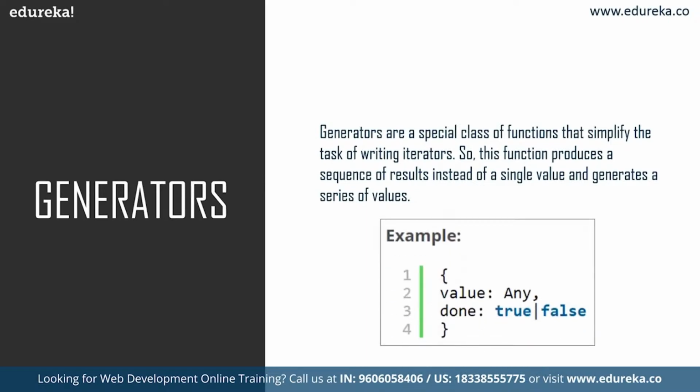So here you have a value of any type and then done, true or false. The value property will contain the value. The done property is either true or false. When done becomes true, the generator stops and won't generate any more values.